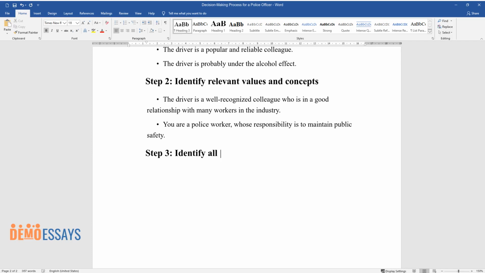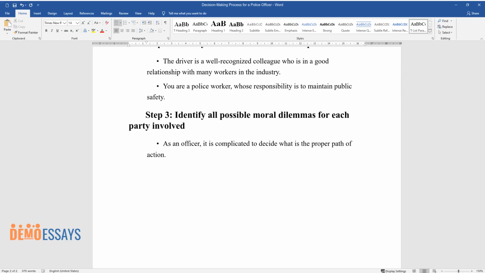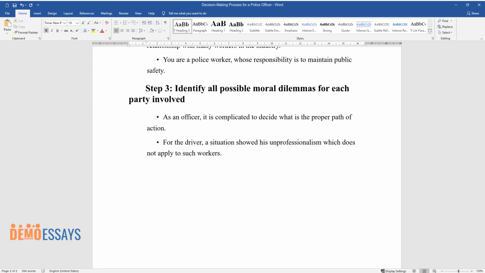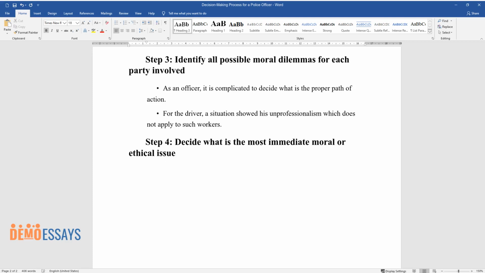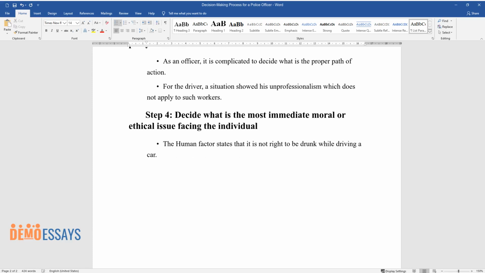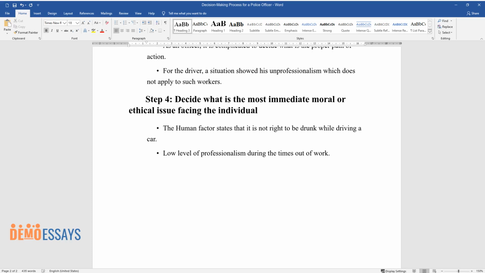Step 3. Identify all possible moral dilemmas for each party involved. As an officer, it is complicated to decide what is the proper path of action. For the driver, the situation showed unprofessionalism, which does not apply to such workers. Step 4. Decide what is the most immediate moral or ethical issue facing the individual. The human factor states that it is not right to be drunk while driving a car. Low level of professionalism during the times out of work.